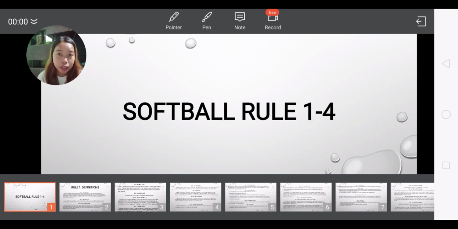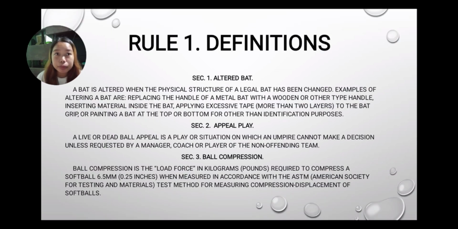I'm here in front of you to discuss the rules of softball 1 to 4. Rule number 1, definitions. Section number 1, altered bat. A bat is altered when the physical structure of a legal bat has been changed.